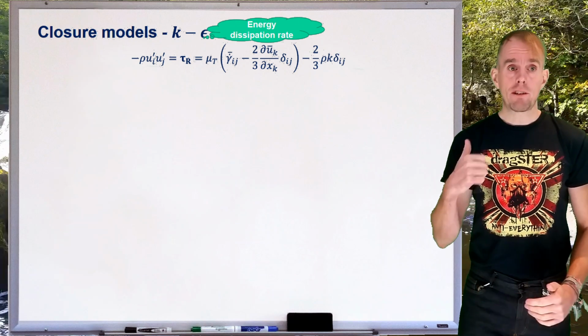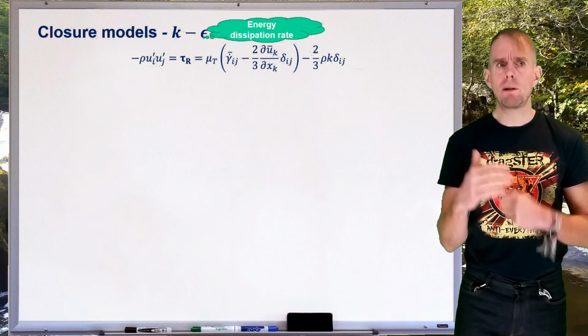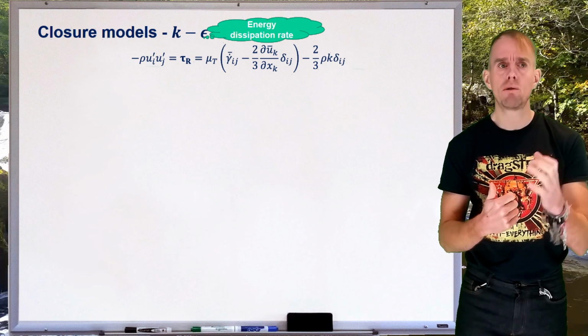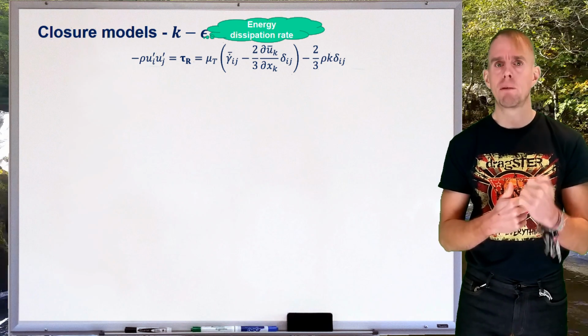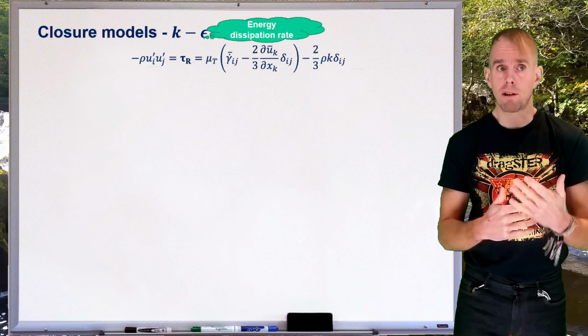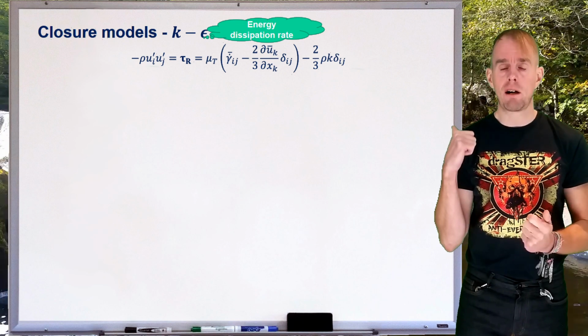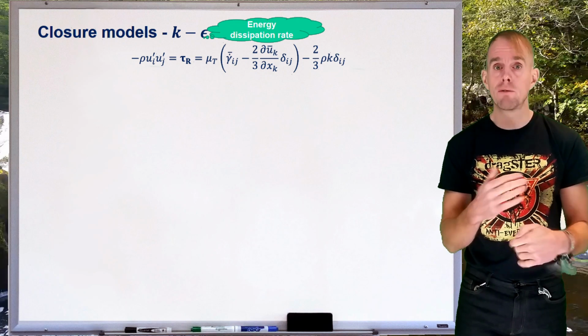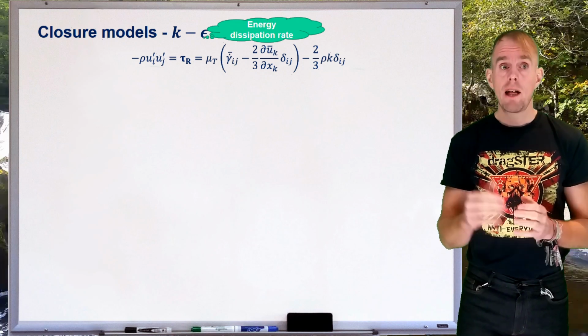So that's Reynolds stress in 3D. Now how do we actually calculate these values? If we look at Reynolds stress tau r, we've got mu t. Mu t here is my eddy viscosity, so I need to be able to work that out. Delta bar ij is my strain rate tensor in terms of steady velocities. I know what that is.